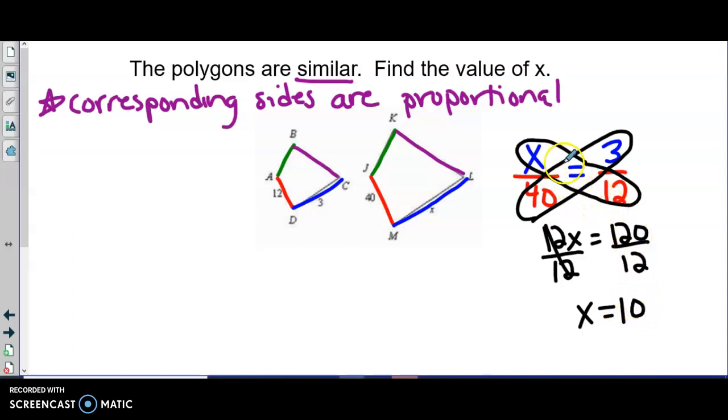Now, of course, you can do all of this in your calculator. You can do 40 times 3 in your calculator, and then you can divide it by 12. So you don't have to be able to do that in your head, but you do have to be able to set up your proportion and solve it.